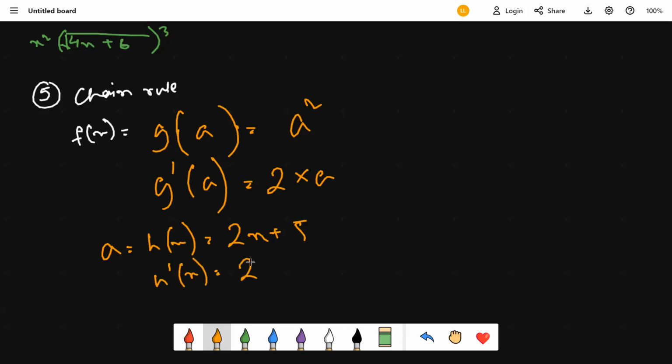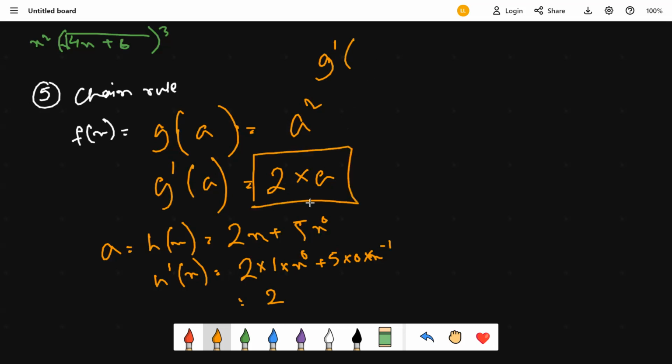2, isn't it? Because 2 times 1 times x to the power 0 plus 5 times 0 times x to the power minus 1, because here we have an imaginary x to the power 0. So that gives us a value of 2. Now that is h prime of x. Now, according to the chain rule, what do we need to do? We are first finding g prime of the equation.